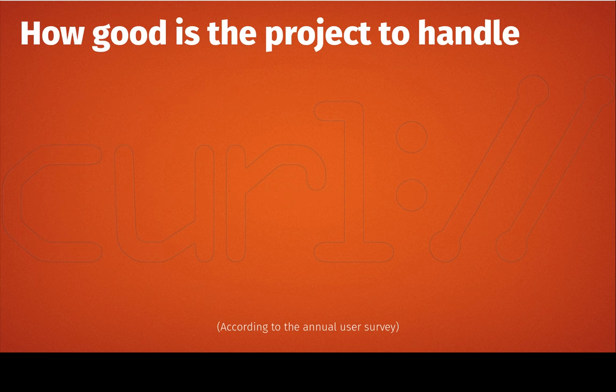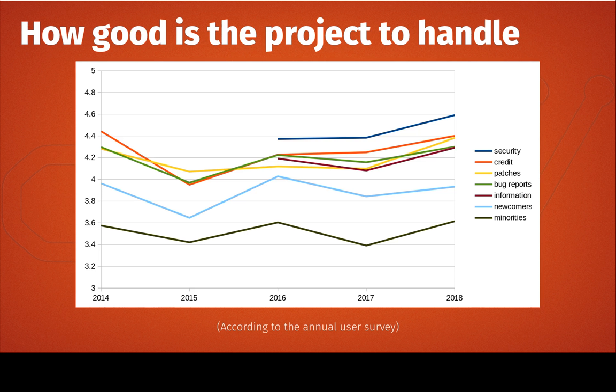How good are we to handle different things in the project? How good are we at security? Giving credit, handling patches, bug reports, doing information, dealing with newcomers, and handling minorities. And yeah, everyone thinks we're pretty good in general. It's just the same mishmash. It's hard to tell anything. Yeah, is the trend going up from last year? Maybe we're better. I don't know.